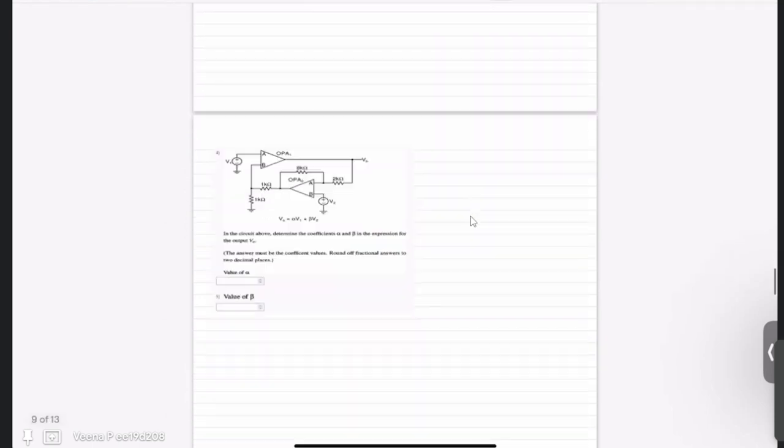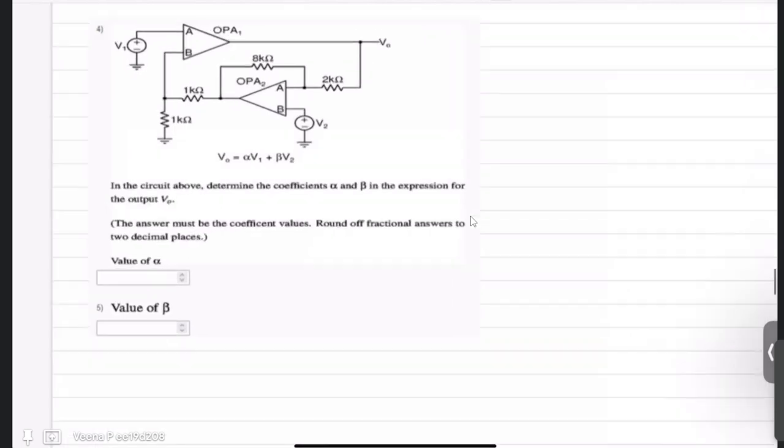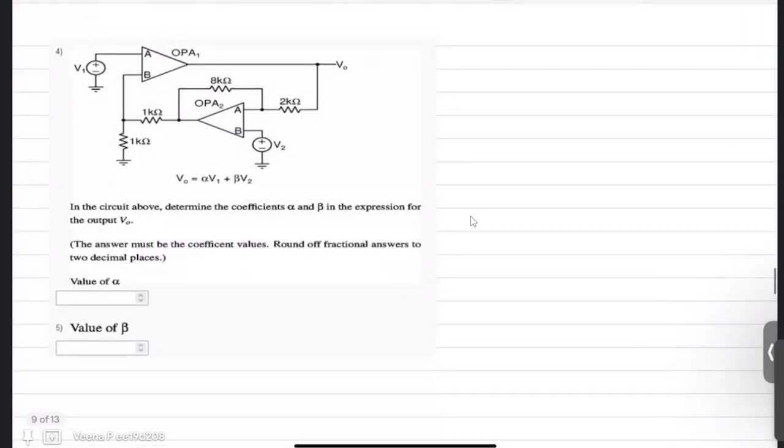So if there are no doubts, we'll move on to the next problem. Please go through this problem. You have 5 minutes to think.